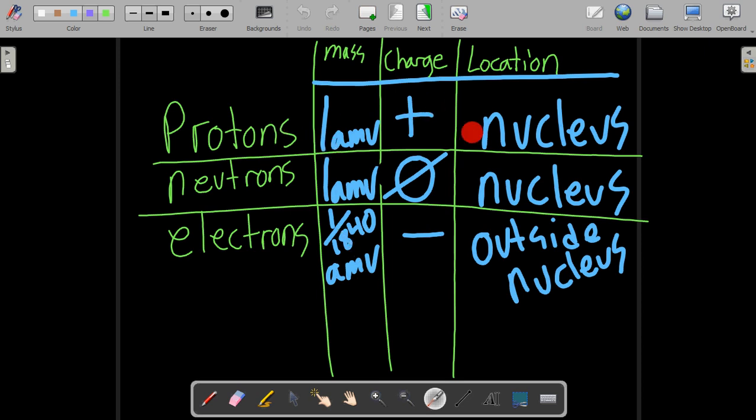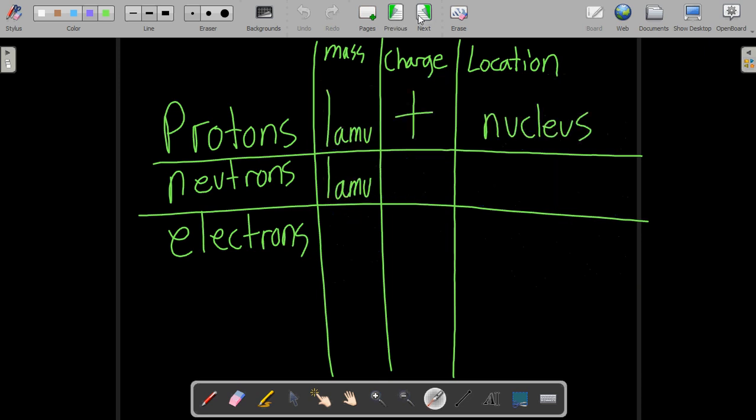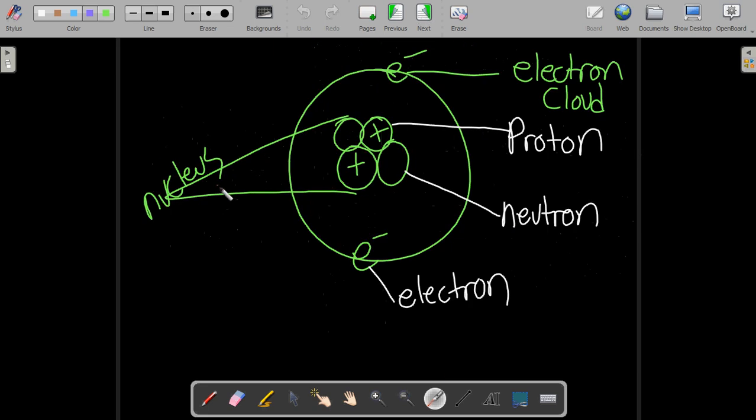Protons are positive and in the nucleus. Neutrons are neutral and in the nucleus. Electrons are negative and they're outside the nucleus. The nucleus is the protons and neutrons. So we have 2 protons here and 2 neutrons. And then the electrons go outside the nucleus. We might call that the electron cloud, or you might say this is the first energy level.